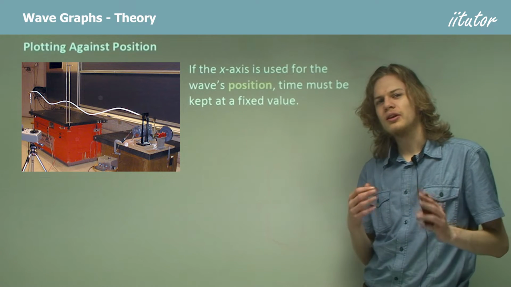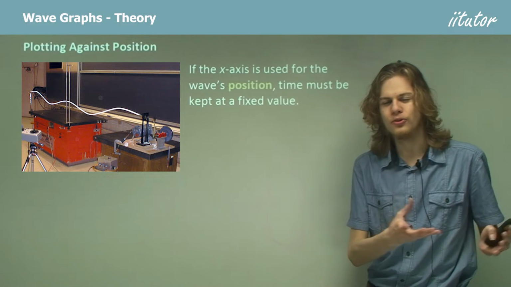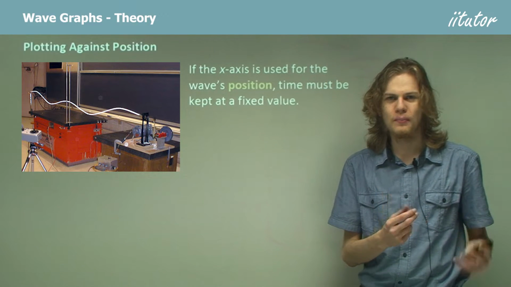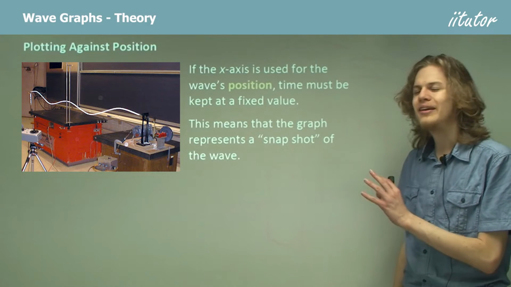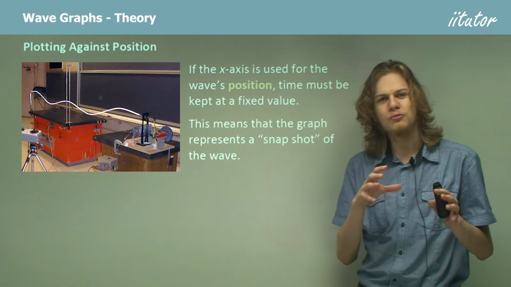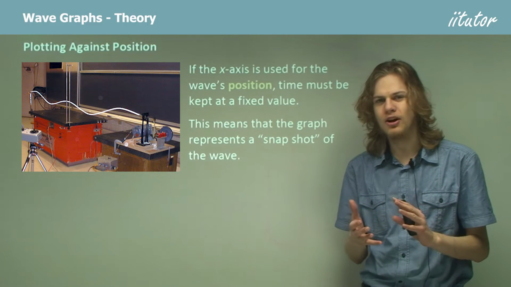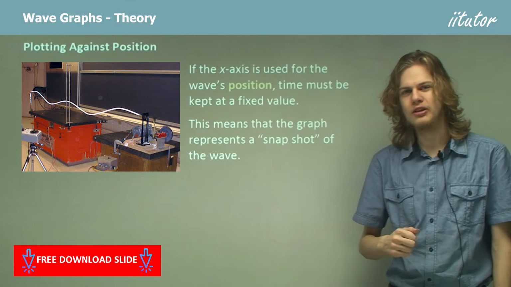Now suppose we're plotting against position. So the x-axis measures how far across the wave itself has moved. In this case, we need to keep time fixed. So essentially what we're getting is a snapshot or a freeze frame of exactly what the wave looks like at a particular point in time. We can think about this as a sort of still photograph, like we can see over here.